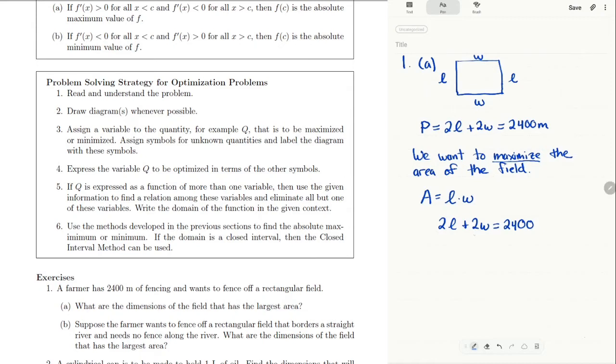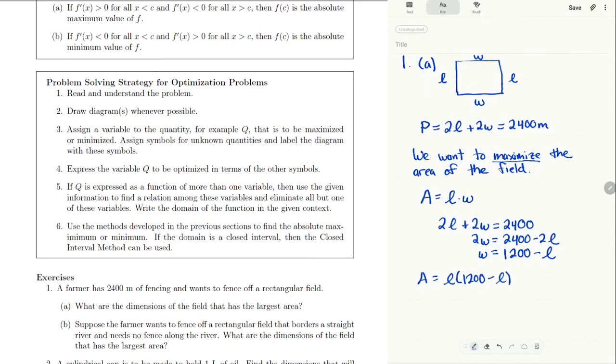And this will allow us to eliminate one of the variables in the area function. So let's solve for W. So 2W is going to be 2400 minus 2L. And dividing by 2, we get that W is 1200 minus L. So now we can substitute this into the area function. So the area is the length times 1200 minus L.